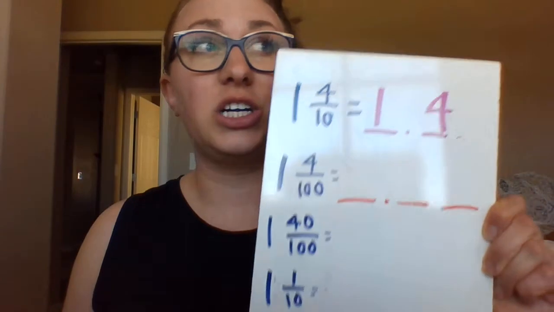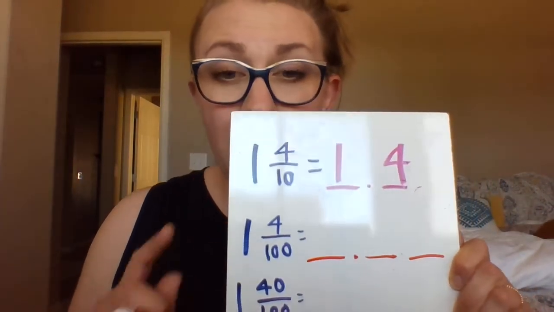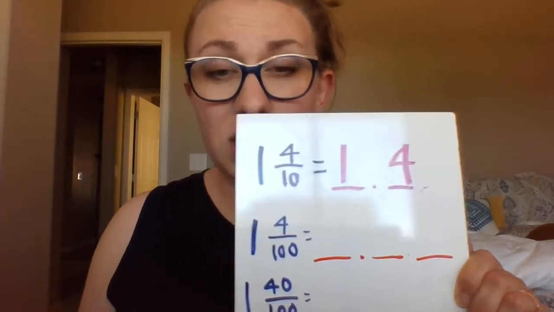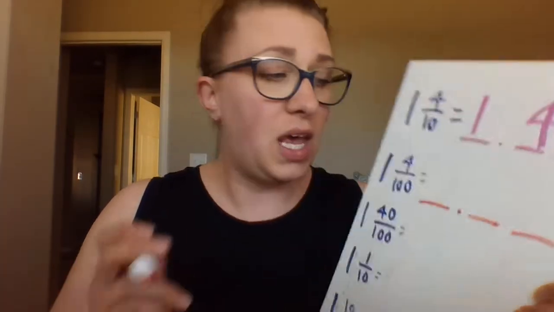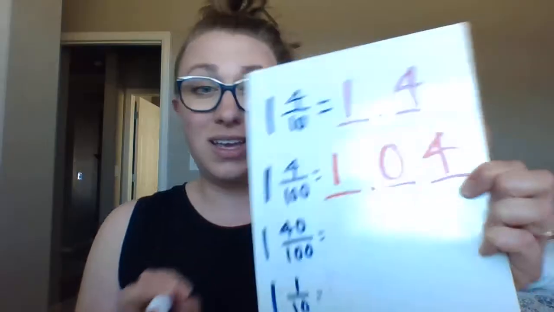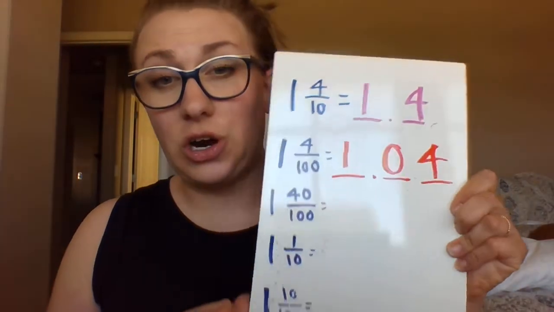Our next one is 1 4/100. Now, using that denominator is hundredths, so I know that I'm actually going to need 2 spaces after my decimal point to go to the hundredth place. Okay, pause for a second, write down what this number is as a decimal. Okay, and if you wrote 1.04, give yourself a pat on the back because you're correct.